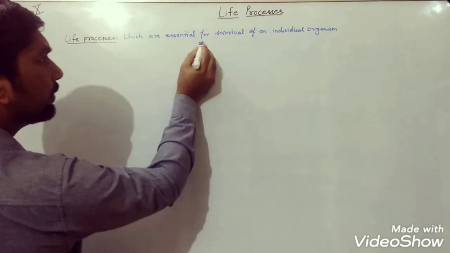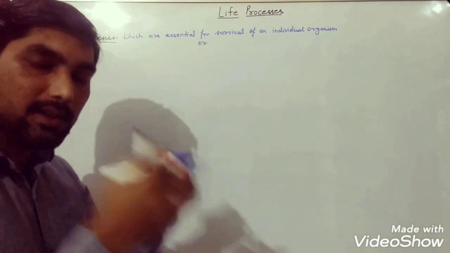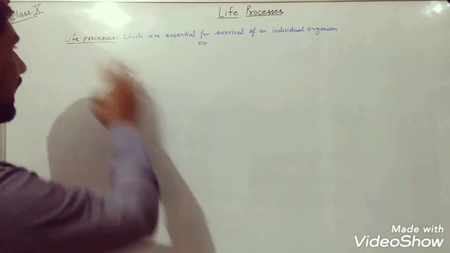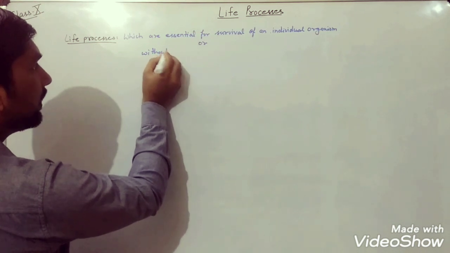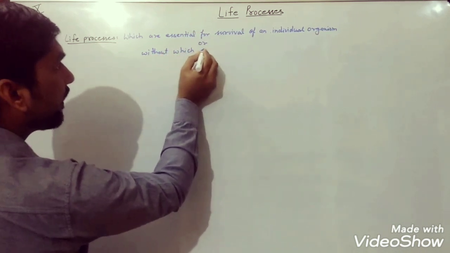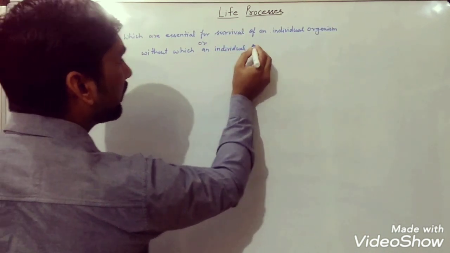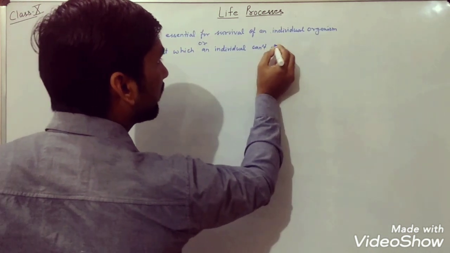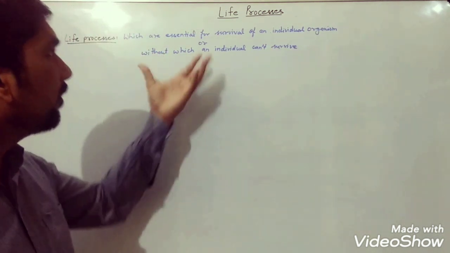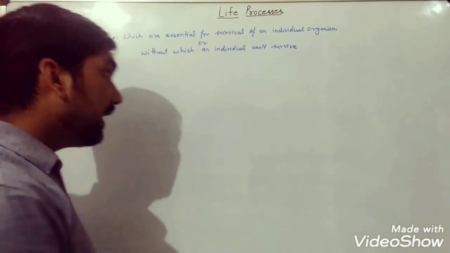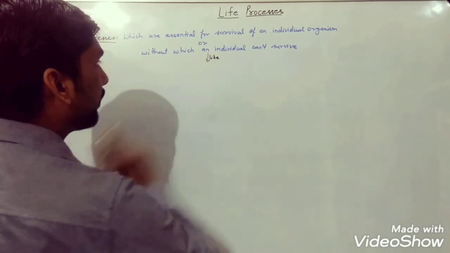Or in other words we can also say that processes without which not a single individual can survive are known as what? Life processes. Means without which an individual cannot survive on earth. Such types of processes are known as life processes.